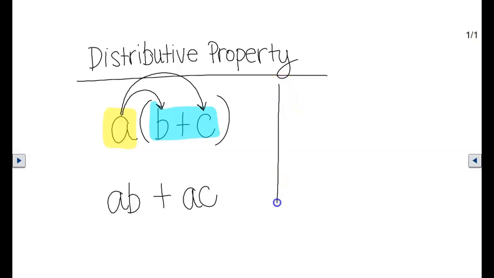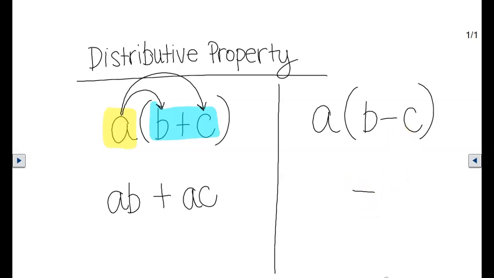Now, the second kind of problem that the distributive property will work for is when we are taking a number like A and multiplying it times a group that contains subtraction. Same principle here. I'm going to put my minus sign down here. To multiply A times the entire group B minus C, I'm going to distribute the A to each member of this group. So I'm going to do the A times the B, which is AB, and then the A times the C, which is AC. So that's how the distributive property works.